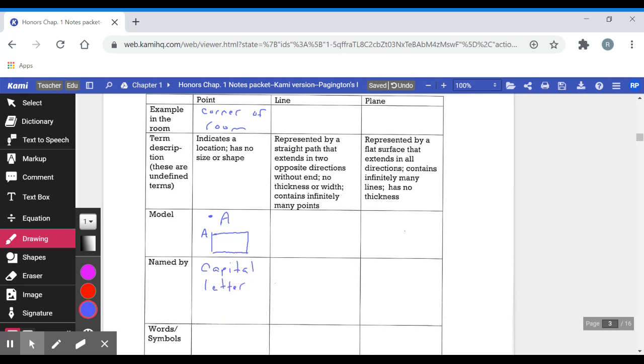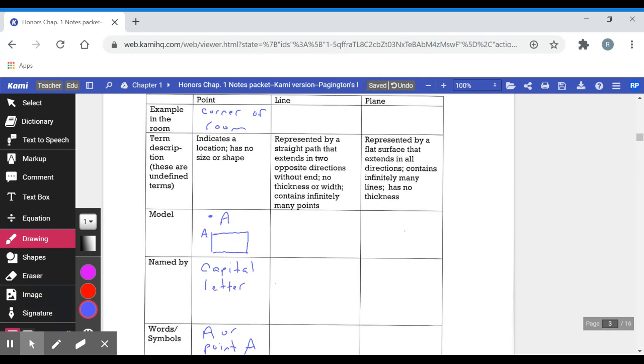Okay. And then the last thing we have here is the word or symbol. If you were trying to name a point, you can just use a capital letter. That is completely fine. If you're going to name multiple points, you can just put capital letters with commas in between. If you want to write out the word point and then the A, that's fine, but that is not necessary. You do not have to do that.